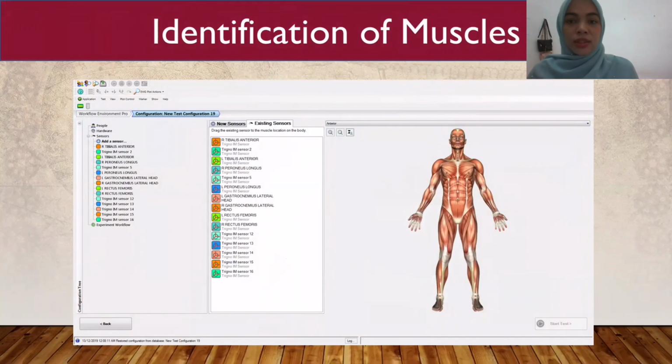Okay, next is identification of muscle. After I identify which muscle I am going to use, I need to identify it on the EMG software itself. So I need to select which muscle that I am going to use with the selected sensors.